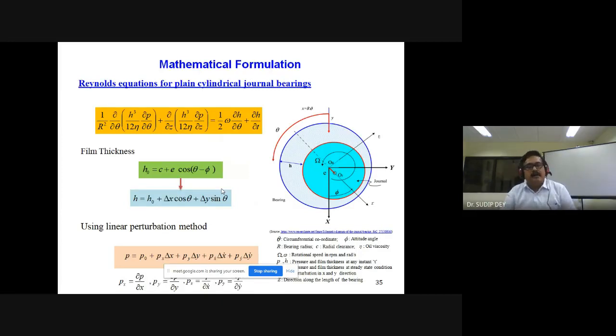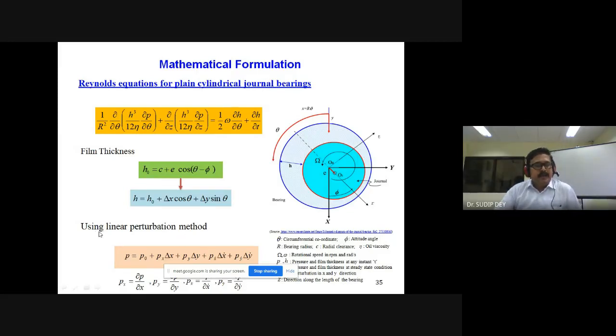Now, we have the Reynolds equation for the plain cylindrical journal bearing, which is this equation, wherein you see this is the journal and this is the recess, and there will be some eccentricity. All the parameters are given: capital R is the bearing radius, C is the radial clearance, eta is the oil viscosity, omega or cap gamma is the rotational speed, and P and H are the pressure and the film thickness. We have the minimum film thickness H0, which is related to the radial clearance and the eccentricity. The other angles: phi is the attitude angle and theta is the circumferential coordinate.